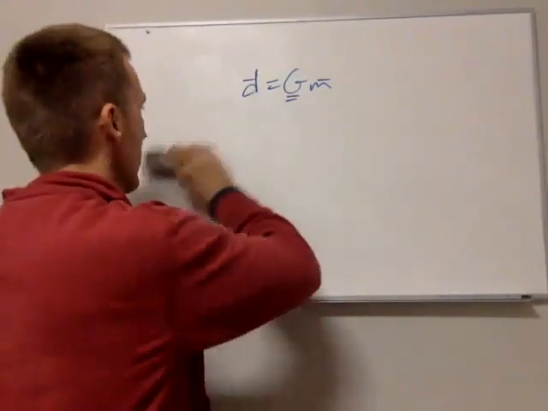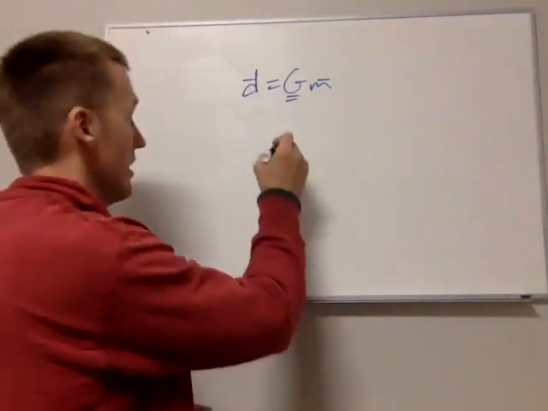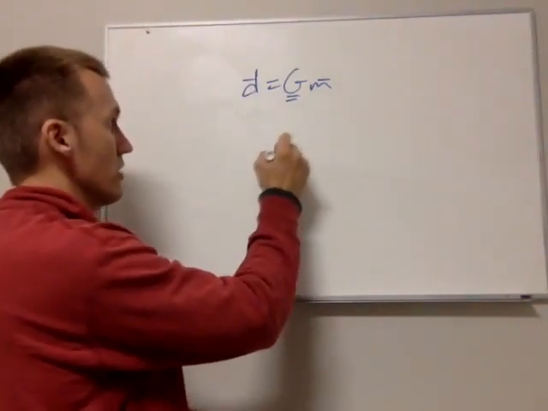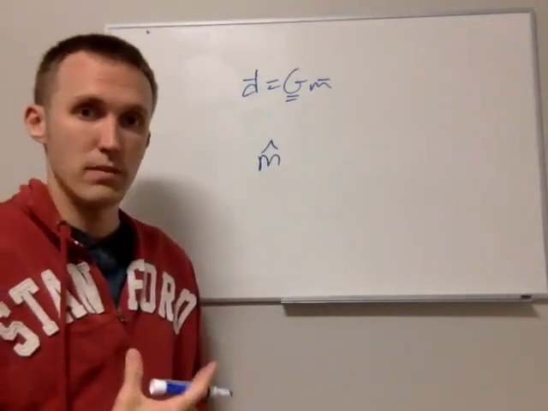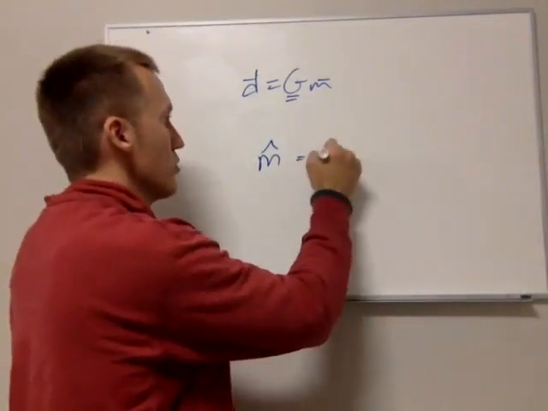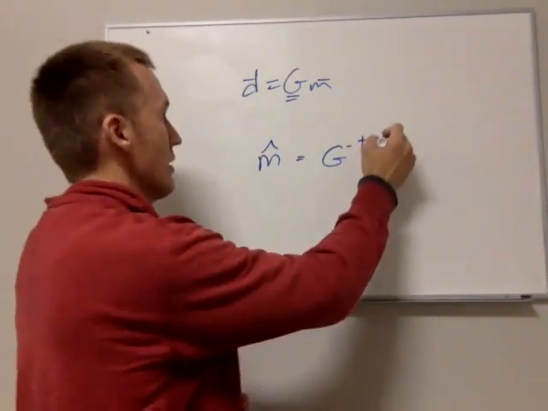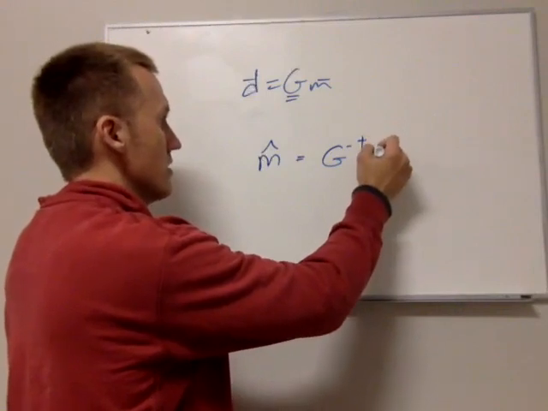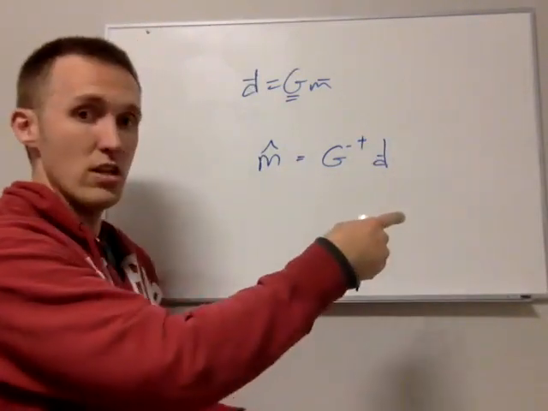Just know that there are some calculations involved in computing this matrix inverse. But once we get it, then we have m, and I'm going to use a hat for estimated. The estimated model is equal to this generalized inverse matrix times d. And so what we've done is the equivalent of dividing through by G.